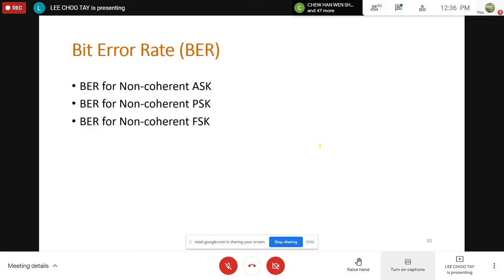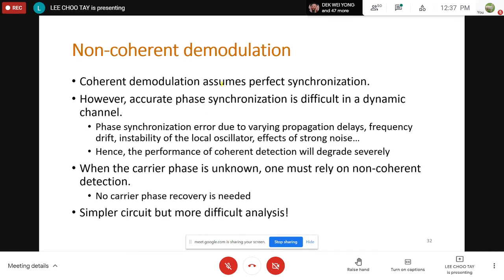All right. So far I've covered the bit error rate for coherent detection of ASK, PSK, and FSK. So let's move on to look at the bit error rate for non-coherent detection of ASK, PSK, and FSK.